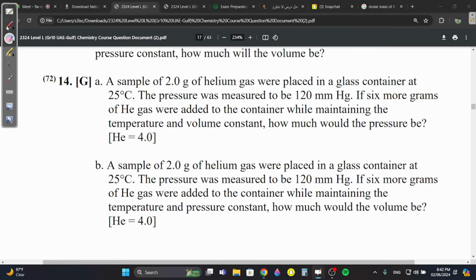Okay, a sample of 2 grams of helium was placed in a container at 25 degrees. Pressure was blah blah blah. Okay, well, then I just solve this. Let me do it again. P1 V1 equals nRT1, P2 V2 equals nRT2. Temperature and pressure constant: V1 over V2 equals T1 over T2. Okay, so first volume. This one was asking for pressure.